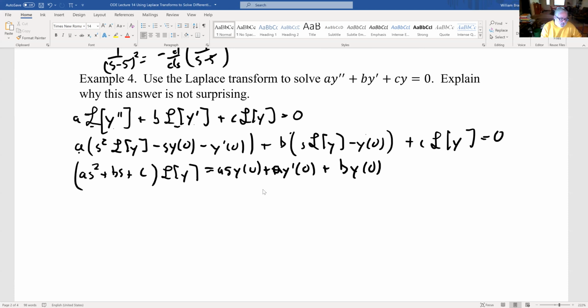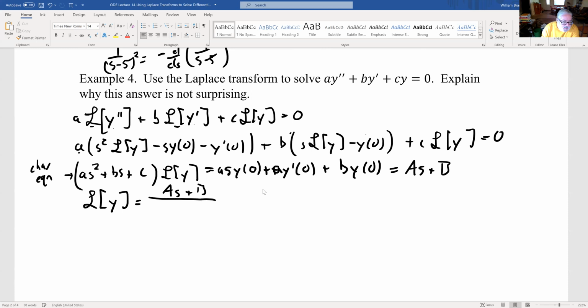Great. So we notice here, this is our characteristic equation that we've seen before, and we'll see again, right? As squared plus bs plus c equals 0. That's what gave us the roots. This whole right-hand side, I'm just going to call capital A s plus capital B, so we don't have to rewrite all those terms over and over again. So the Laplace transform of y is equal to As plus B over As squared plus Bs plus C. Great. And the question is, what's the partial fraction decomposition of that look like? Because then we can take the inverse Laplace transform.